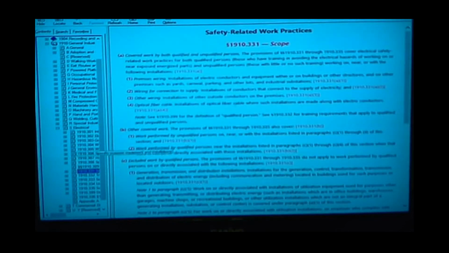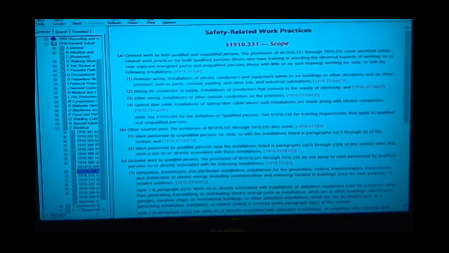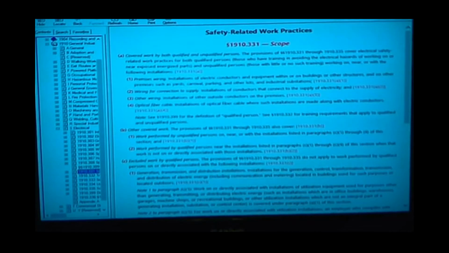So we jump over here to 331, scope; 332 is training; 333, selection and use of work practices; 334 is use of equipment; 335 is safeguards for personnel protection. These are all the OSHA rules. So we go over here to 331. Covered work by both qualified and unqualified persons.